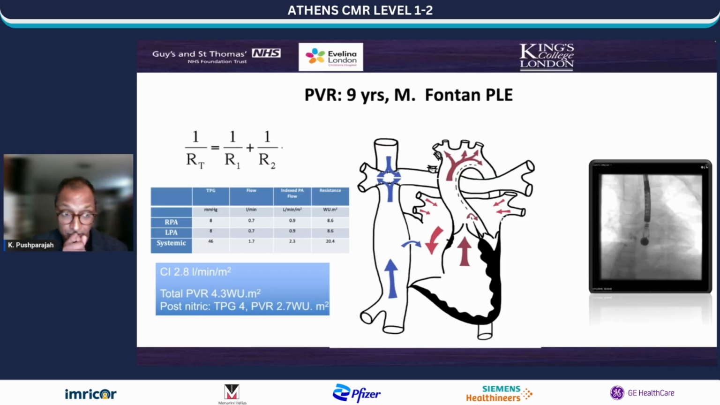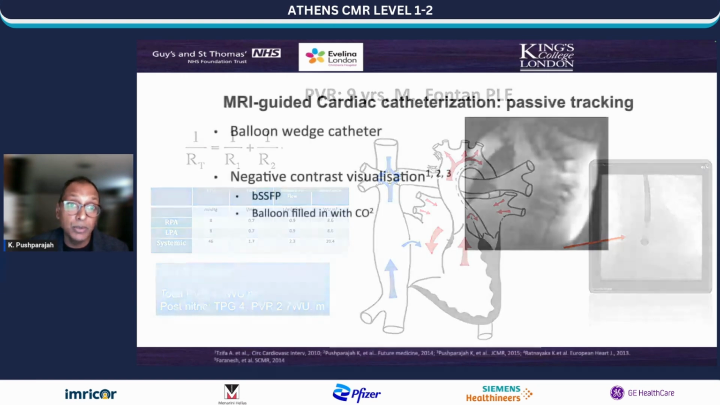some reversibility. And actually what we did for this patient, because the patient was really in a lot of trouble, we opened up the fenestration here with a stent to relieve the pressures in the Fontan, because we knew the resistance was high and the patient's PLE disappeared. So that was really very helpful.